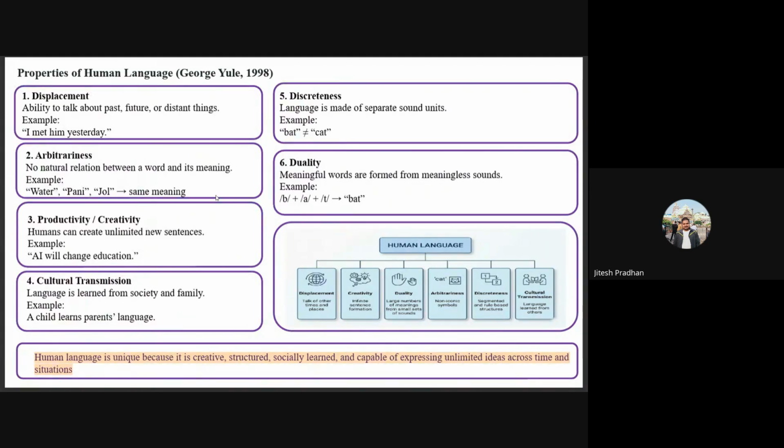And duality means meaningful words are formed from meaningless sounds. For example, when we say bat, it is made up of B, A and T. These are three different sounds generated from the vocal cords. But the word bat is different from B-A-T individually. That is called duality. So basically these are the six properties that human language follows.